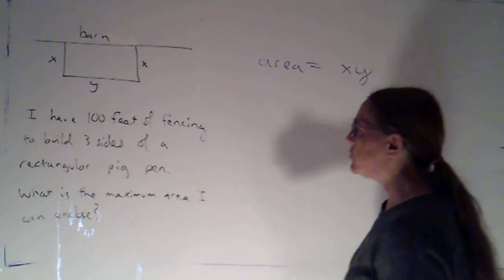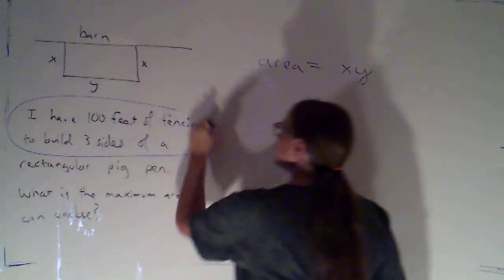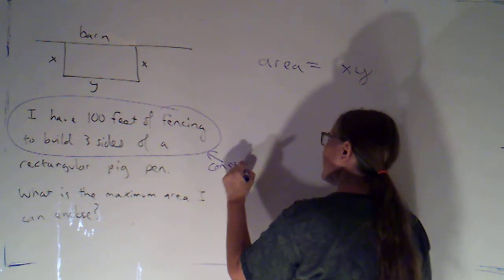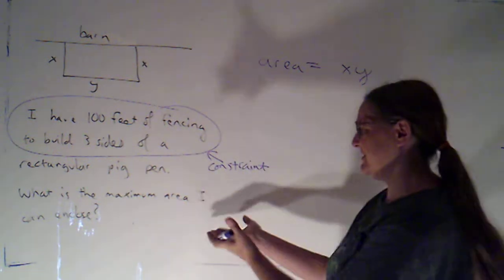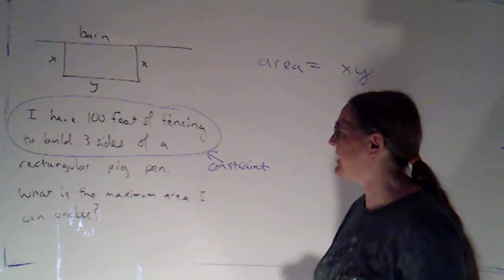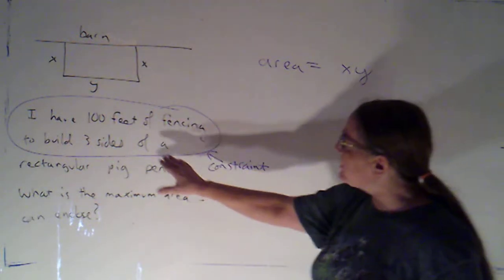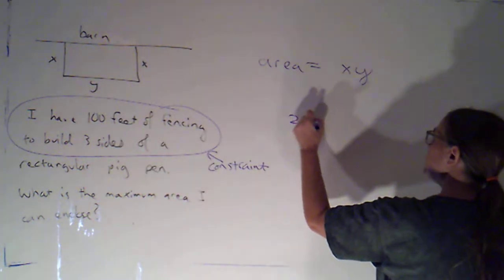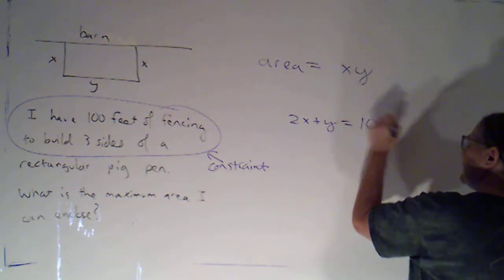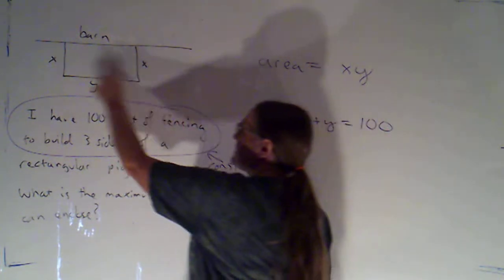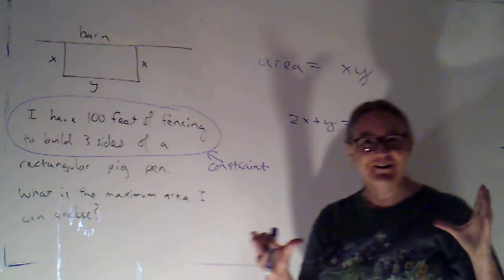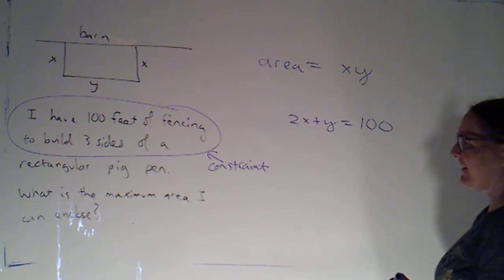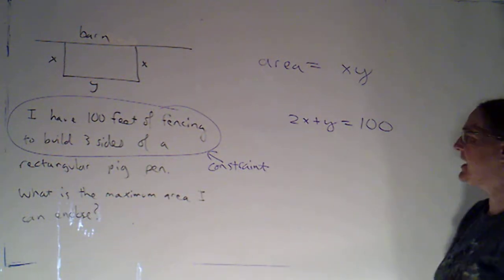So what I need to do is use this condition, which we sort of call our constraint. That tells us we don't just have unlimited amounts of fencing. If we did, this would be a silly question, just build a bigger pig pen, okay? But I know I only have 100 feet of fencing to use between these 3 sides. So that tells me that 2x plus y is going to have to equal 100. 2x plus y, that would be the sum of all of the fencing that I use, okay? And obviously if I want to maximize the area, I'm going to use all of the fencing, okay?